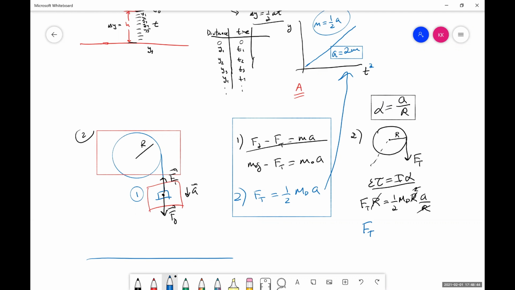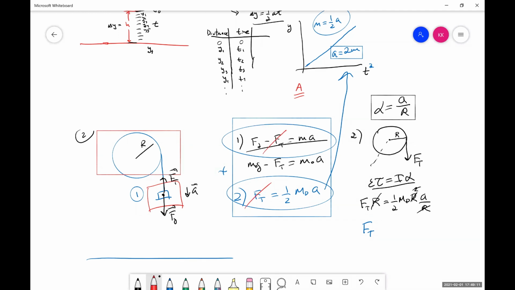So I can use equation 1 to find the tension force, then use that to get the mass of the disk. Or I can just add those two equations together, equation 1 and 2, which eliminates tension. So then you can easily calculate the mass of the disk. Okay. Any questions?